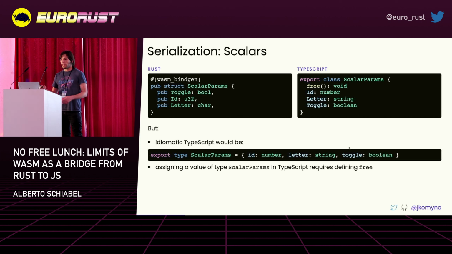It's a little bit cumbersome. Like it has some methods that we don't really expect. Basically, wasm-bindgen leaks out some internal details to the type. And that makes it a bit more uncomfortable to use when you need to define a variable of that type. The idiomatic TypeScript will be the one at the bottom, just a record without that free method you see at the top.